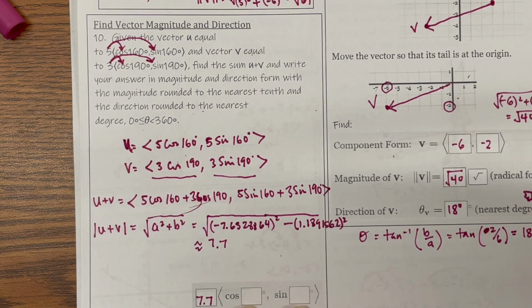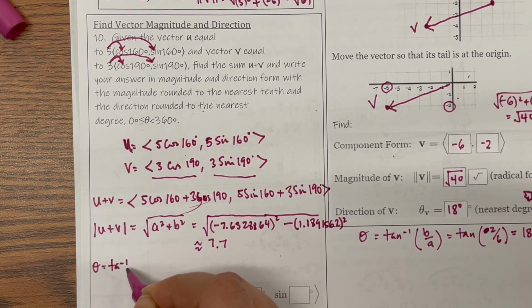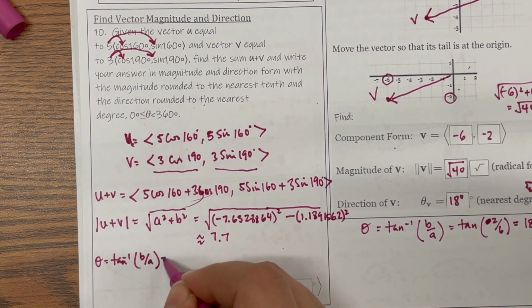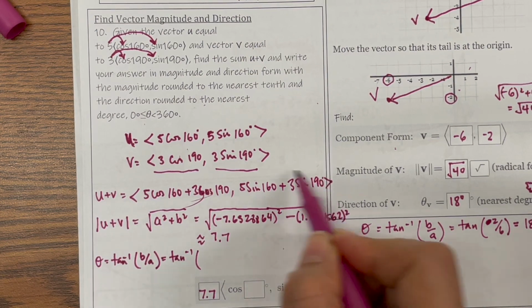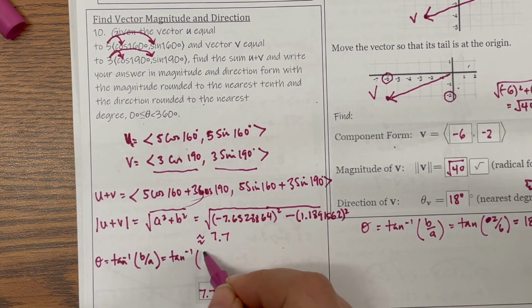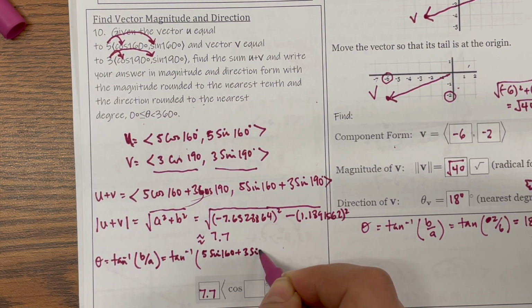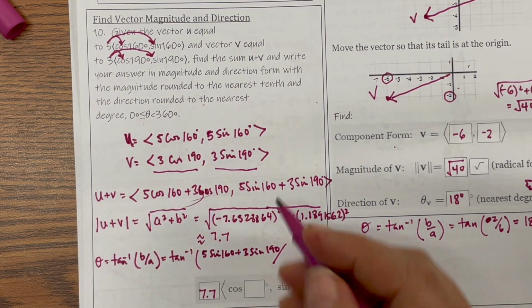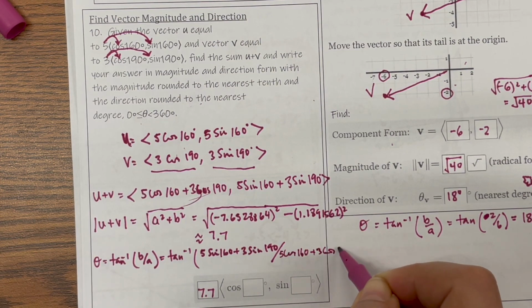Now we need to find out what theta is, right? So remember, that is equal to the inverse tan of b over a, right? So the inverse tan of b, so again, b is this whole thing right here. All right, so 5 sine 160 plus 3 sine 190 divided by a, which is this whole part right here. So that's going to be 5 cosine 160 plus 3 cosine 190.